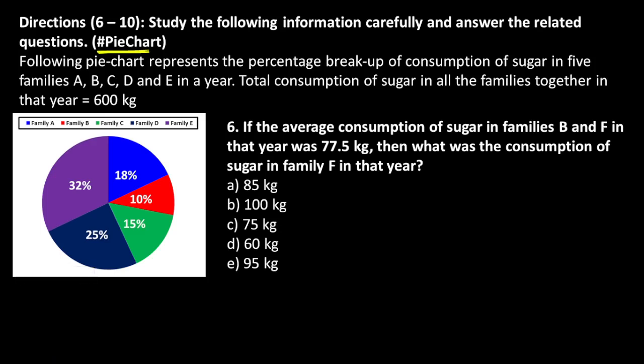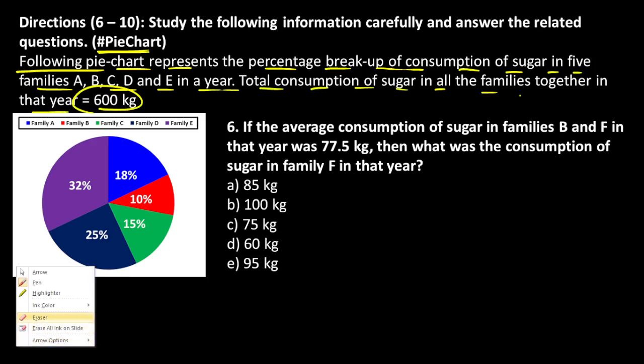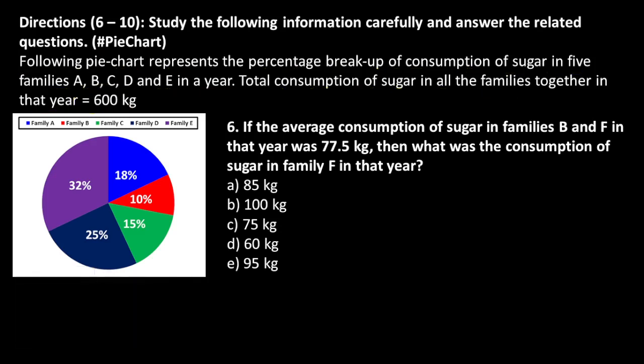Next set is based on a pie chart DA. The following pie chart represents the percentage breakup of consumption of sugar in 5 families. Total consumption in that year is 600. So the percentage breakup of consumption of sugar in the 5 families is given. 18 percent means 18 times 6, 25 times 6. Multiplying each value by 6 gives us the total value we need.